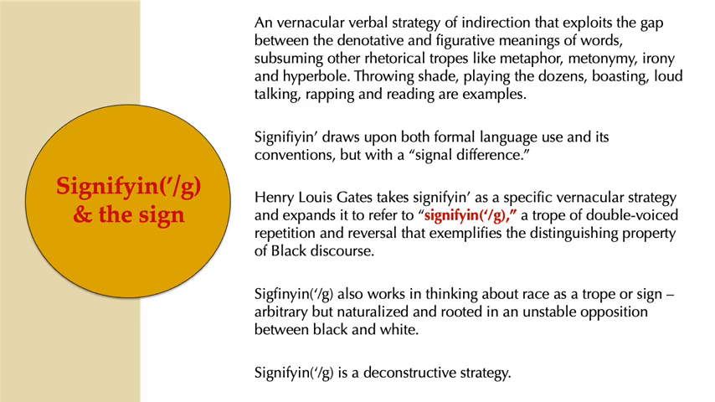So I think this is one of the things that's really cool about Gates, and also why Gates becomes so influential in the late 80s and early 90s, not just in literary criticism, but in cultural criticism more broadly. Because he's using this vernacular conception of Black language to create a literary reading strategy that deconstructs texts.